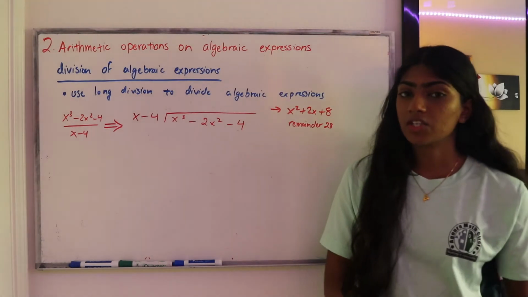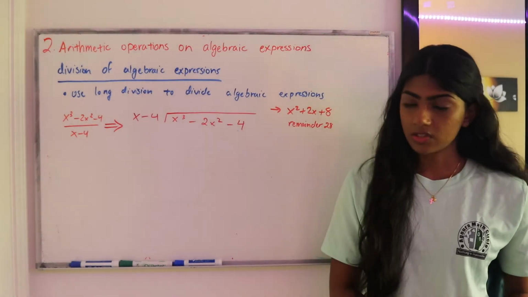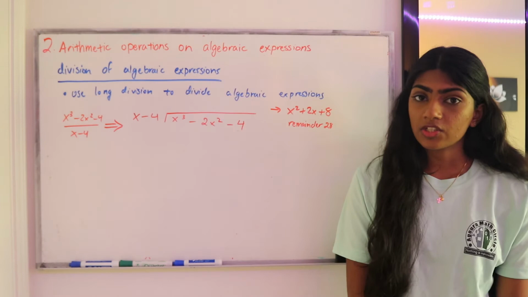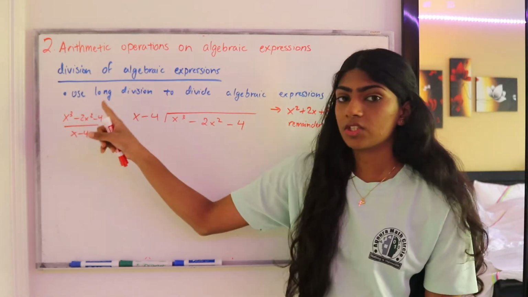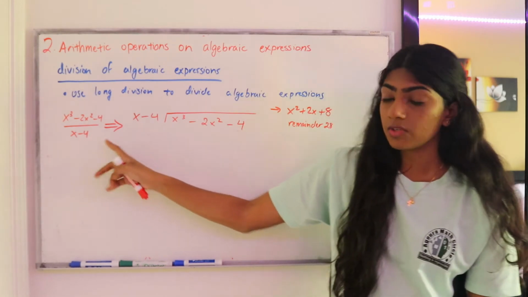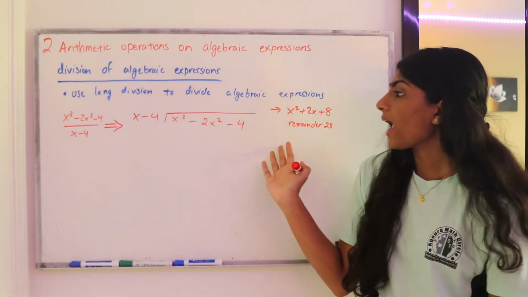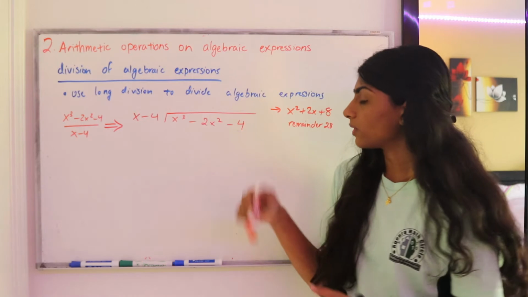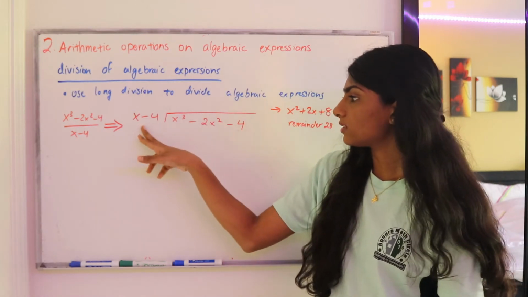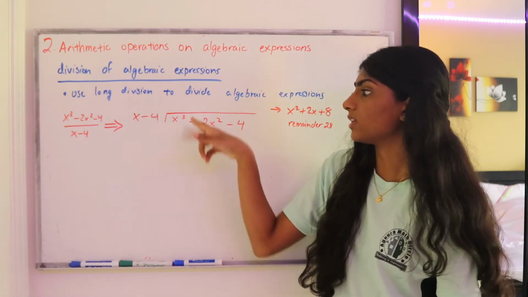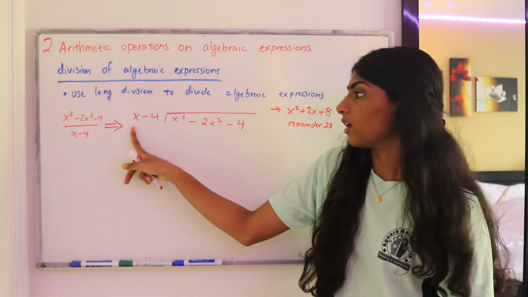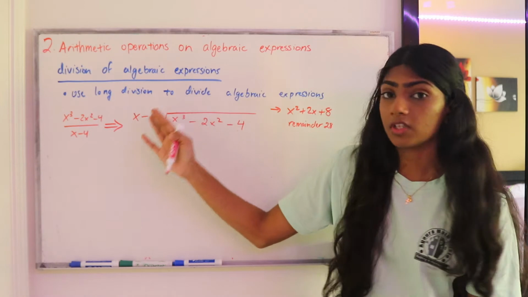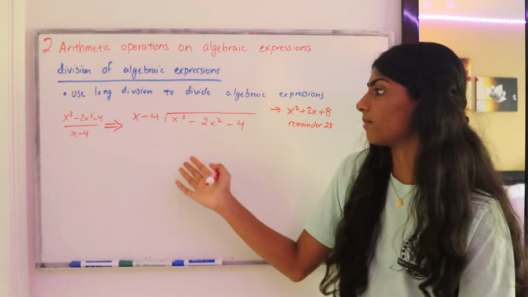So now let's move on to the division of algebraic expressions. When dividing algebraic expressions, we're going to use long division. Let's say we want to divide this expression by this expression. So we set it up as a long division. When we start with long division, we see what times this is going to equal this. We're only going to consider the x when we're doing long division, and then we're still going to use the negative 4, or the minus 4, for our math.